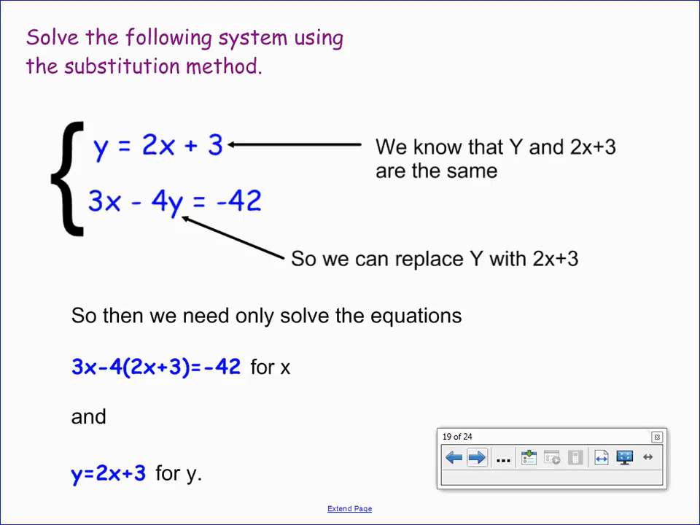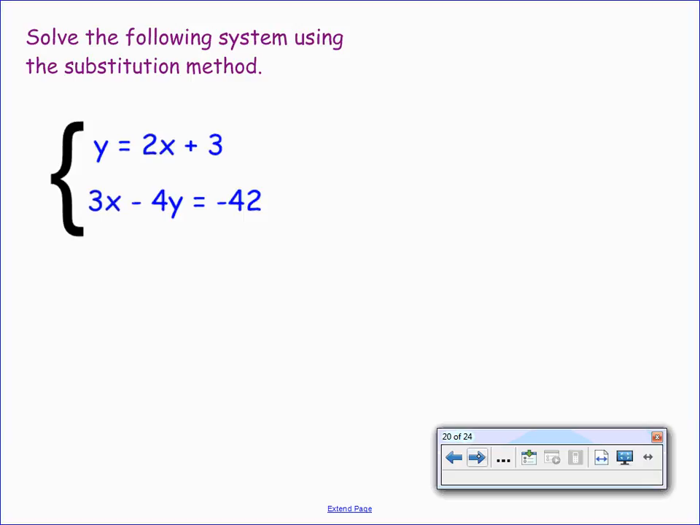So the general scheme is we want one of the equations solved for one of the variables. We'll replace that variable in the other equation with the expression it's equal to, and we'll solve that single equation, single variable, and then go back to the original. So let's go ahead and see. Let's do this one together.